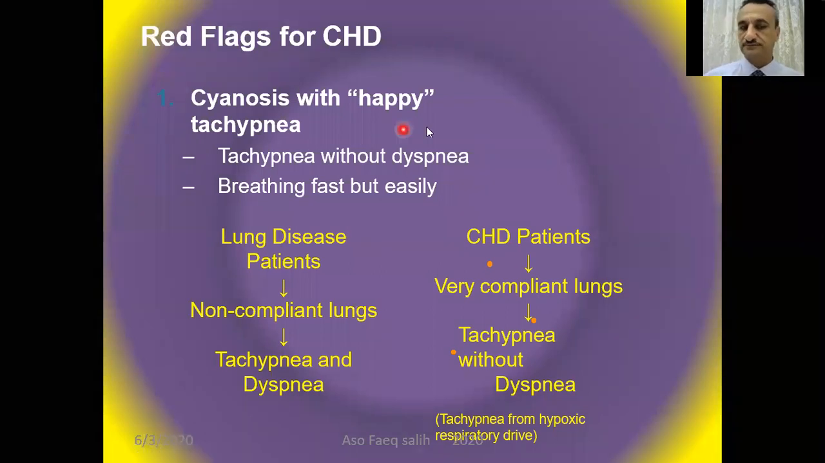Now you classify your patient. My patient has cyanosis with happy tachypnea. What do I mean by happy tachypnea? There is tachypnea without dyspnea. So they are breathing fast, but easily, with ease. In that case, it's a problem with the heart, in which the lung is compliant but the heart is problematic. But in case of lung pathology, your patient becomes both tachypneic and dyspneic. So they are breathing fast and not easily. They are in distress, so they are not happy.